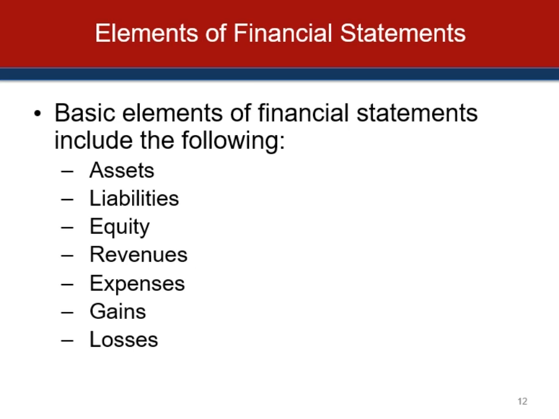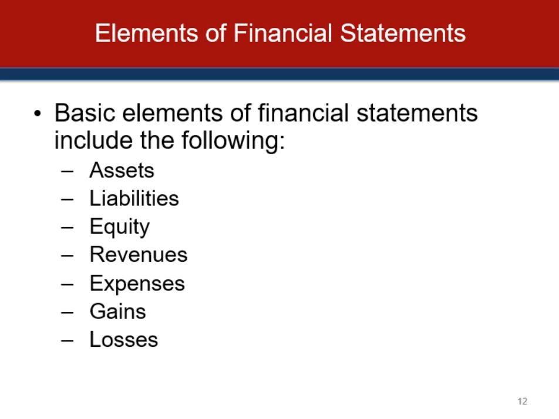So increases in economic resources during the accounting period, either by inflows or other enhancements of assets, so assets growing, or the settlement of liabilities, reducing the liabilities, would be recorded as revenues. Expenses, on the other hand, are decreases in economic resources during the accounting period, so it's defined as during the year, the fiscal year in most cases, and it's kind of the reverse definition of revenues.